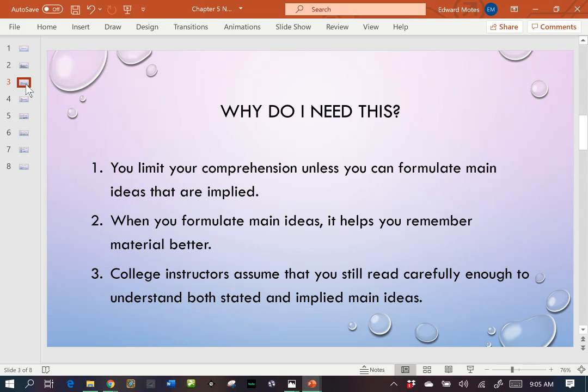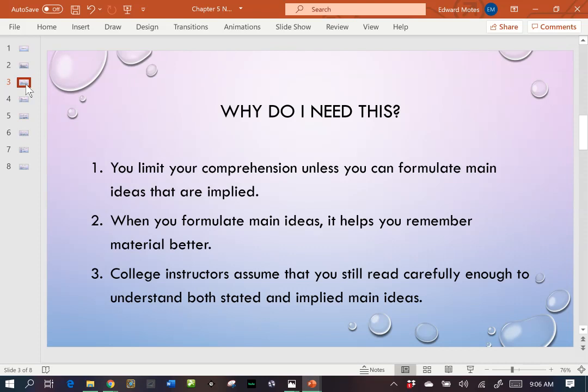There are 3 reasons why we need to do this. 1, you limit your comprehension unless you can formulate main ideas that are implied. Same as in Chapter 4 with stated main ideas, unless you can pull out the topic and the main idea the author is writing about, you're going to limit yourself in what you understand about the material.